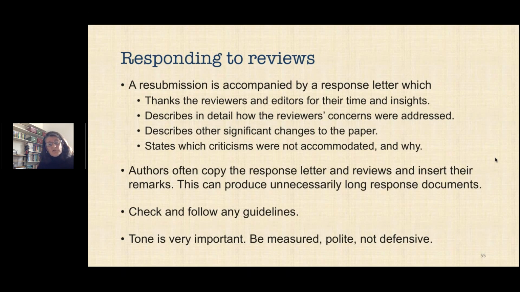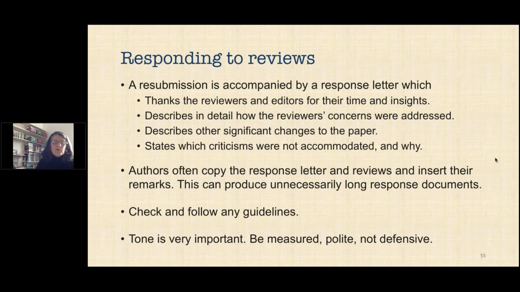So make sure, some journals apparently do want authors to follow this format of copying the response letter and reviews and inserting their comments. So if there are guidelines that speak to this, then it would be important to just check that.